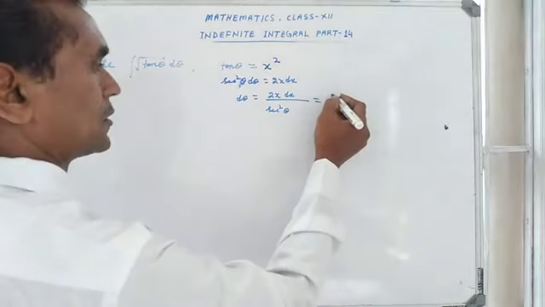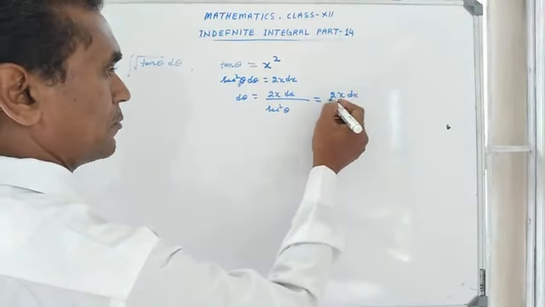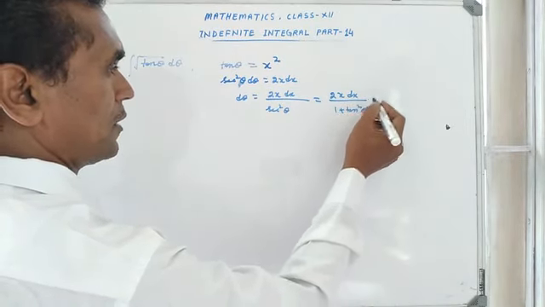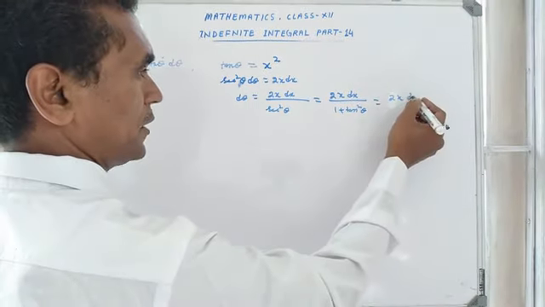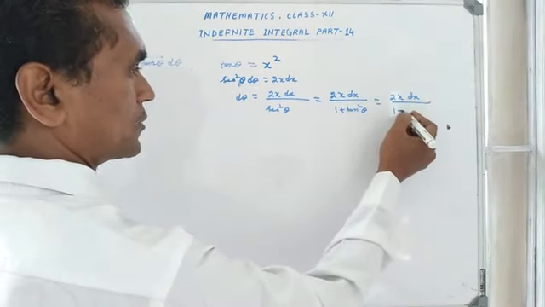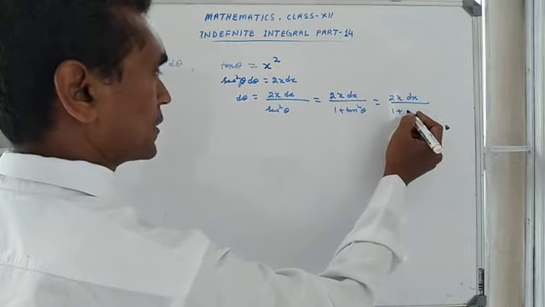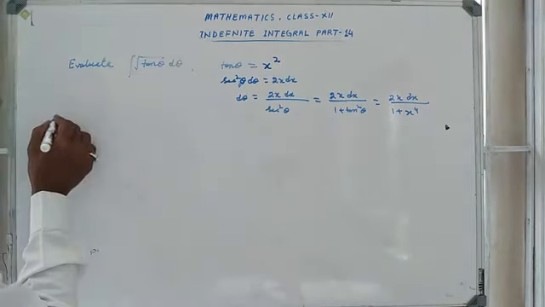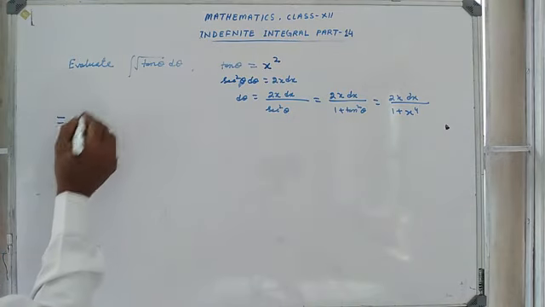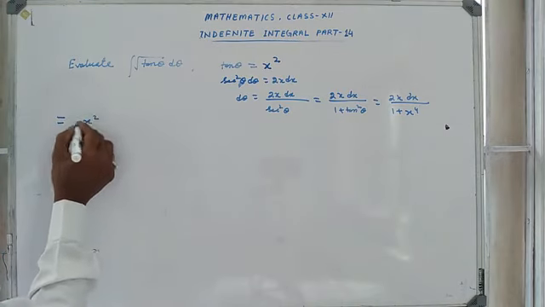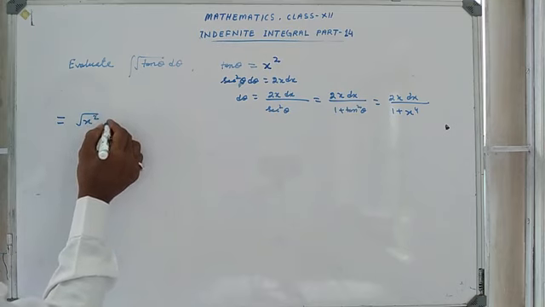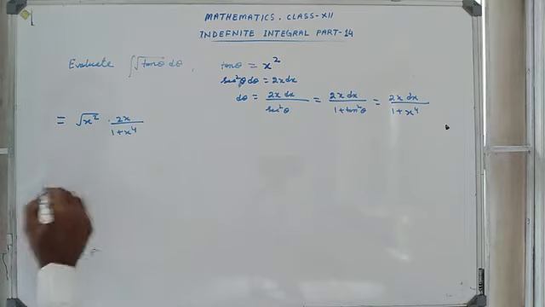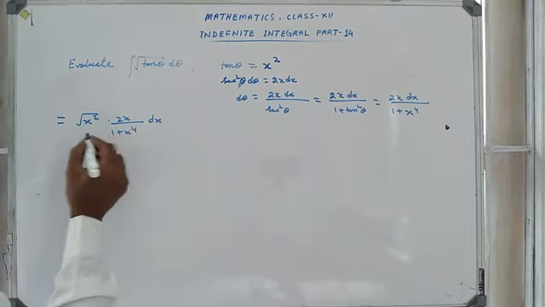So sec square theta can be written as 1 plus tan square theta. Now 2x dx by 1 plus tan square theta. Tan theta is x square, so x^4. So this question will become root of x square, and d theta is 2x by 1 plus x^4 and dx.